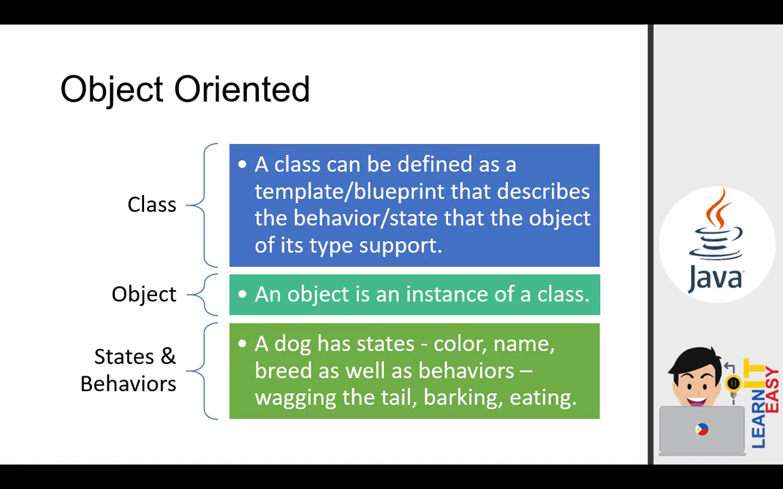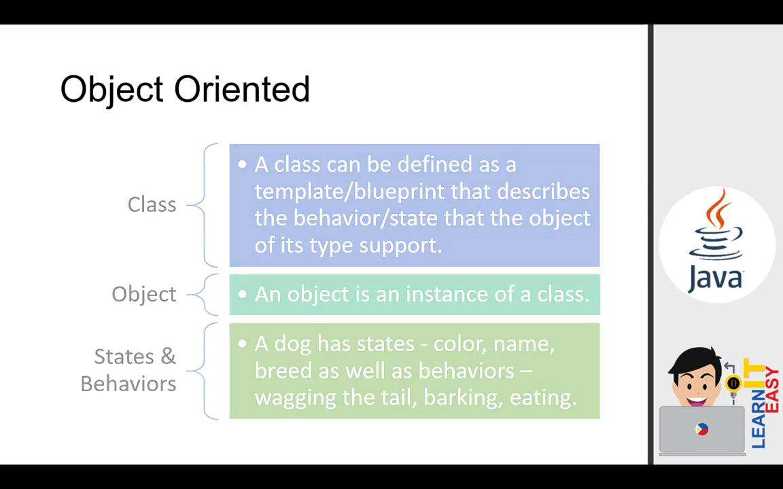Aside from states, an object also has behaviors. When we say behaviors, these are the abilities or functionality of an object. In this example, since our object is a dog, the behaviors are the following: wagging the tail, barking, eating, and so on.